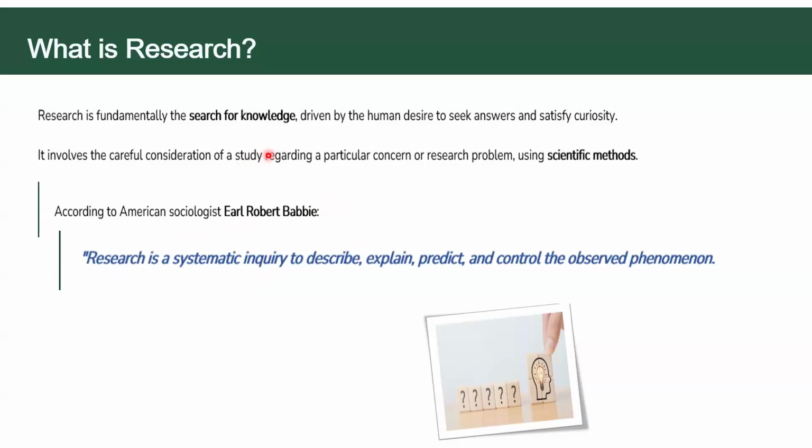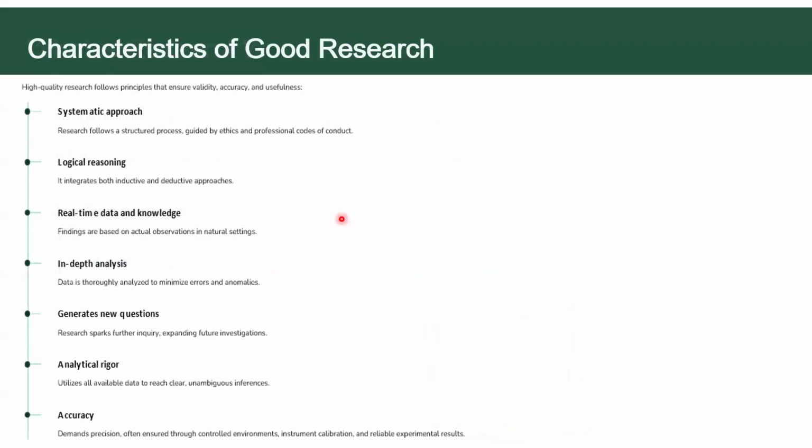But research is not just searching. You can't say you have done a search on a Google bar, or that you have done different searches, and call it research. Research is a systematic inquiry to describe, explain, predict, and control observed phenomena. A good research has multiple characteristics that high quality research follows to ensure validity, accuracy, and usefulness.